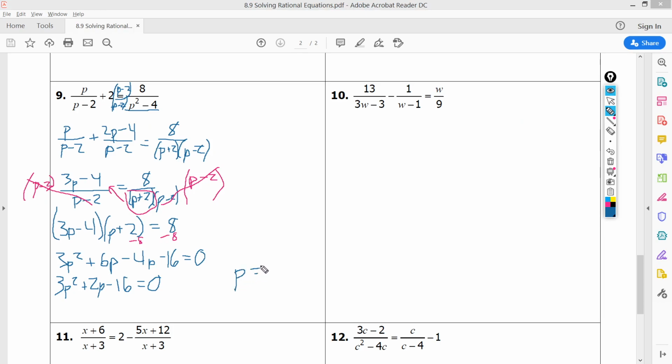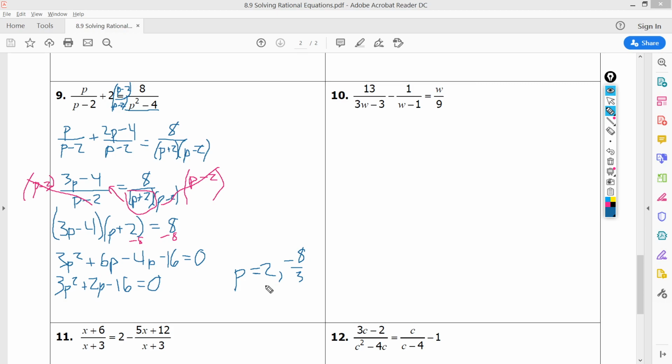P equals 2 and negative 8/3. I could have gone through and done this factoring by grouping, but I don't want to take the time to do it. So, we've done enough factoring by grouping this quarter and last quarter.